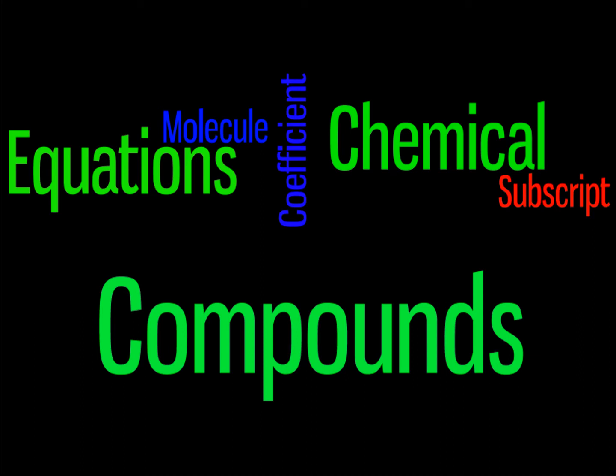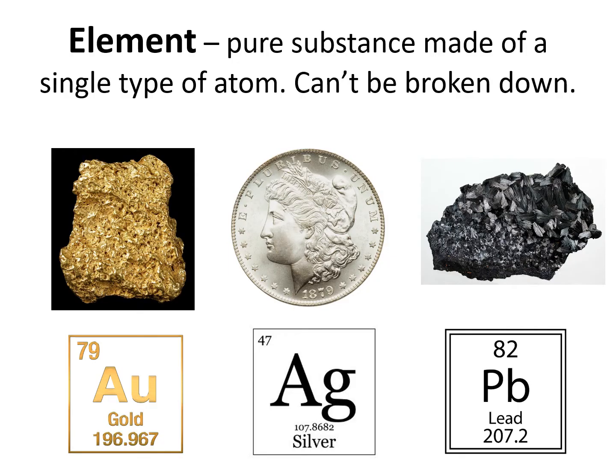Let's talk a little bit more about elements and compounds, those tricky chemical symbols and chemical formulas. We already know that an element is a pure substance made of a single type of atom, and it can't be broken down anymore. Here we have Au, gold. We've got Ag, which is silver, and Pb, which is lead.